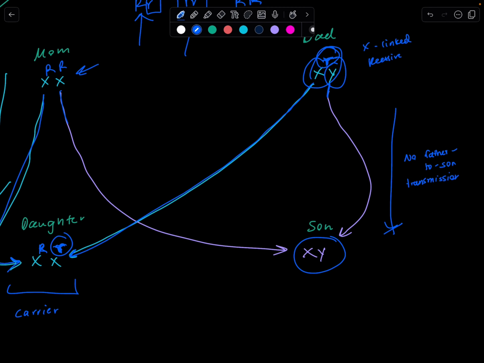And while there could be examples in which the mom is a carrier or the mom also has a mutation, also is homozygous for the recessive trait, we can have all of those different examples, in which case the son would get affected, but they would be affected because it's coming from the mom, not because it's coming from the dad. So in X-linked recessive disorders, there is no father-to-son transmission.